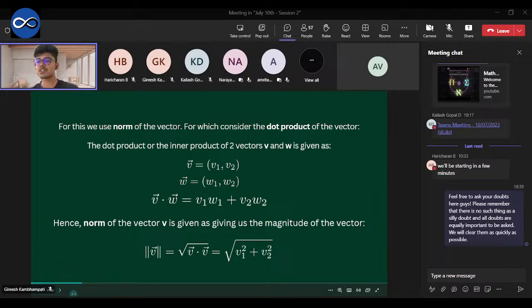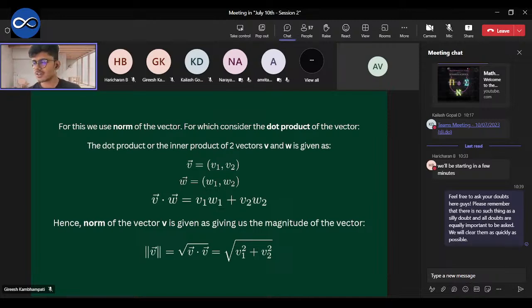And the norm is nothing but the square root of the dot product of a vector with itself. So it gives you v vector dot v vector, which is nothing but v1 times v1 plus v2 times v2, which is v1 square plus v2 square. So norm is nothing but square root of v1 square plus v2 square, which gives us the magnitude of the vector. That is the distance between the origin and the vector. So this is the norm and this is the magnitude that you have.